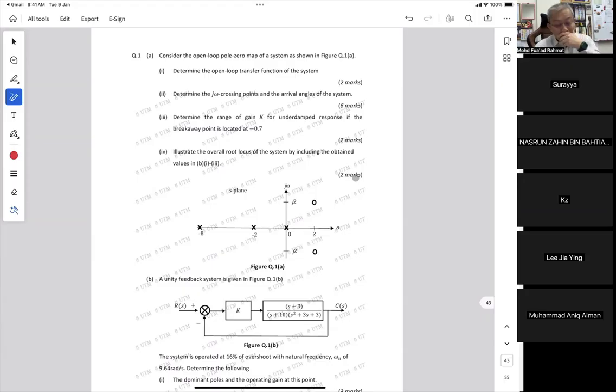Consider the open loop pole zero map of the system as shown in the figure Q1. 1. Determine the open loop transfer function of the system. 2. Determine the j omega cross points of the arrival angles of the system. 3. Determine the range of gain K for underdamped response if the breakaway point is located at negative 0.7. 4. Illustrate the overall root locus of the system by including the obtained value B1, 2, 3.